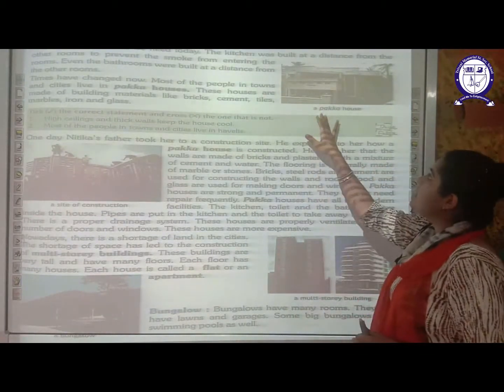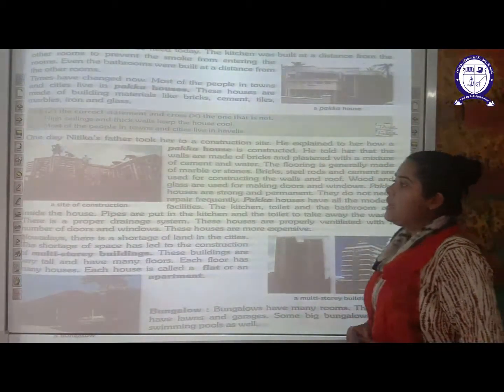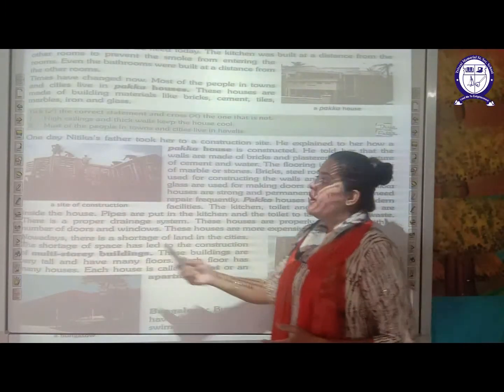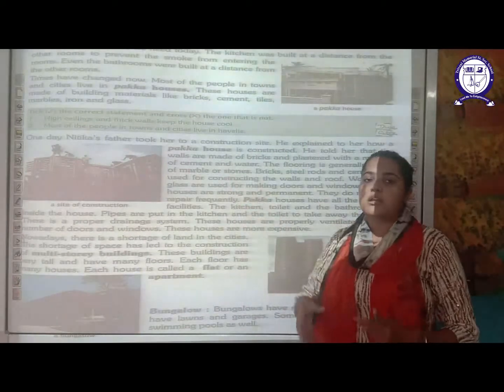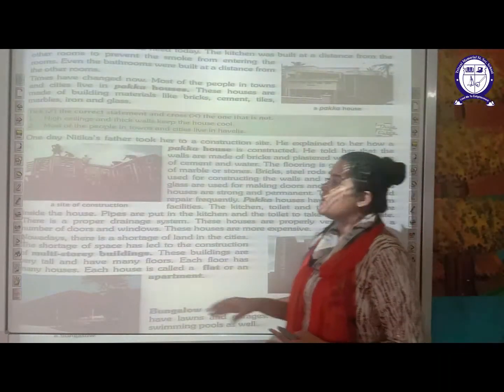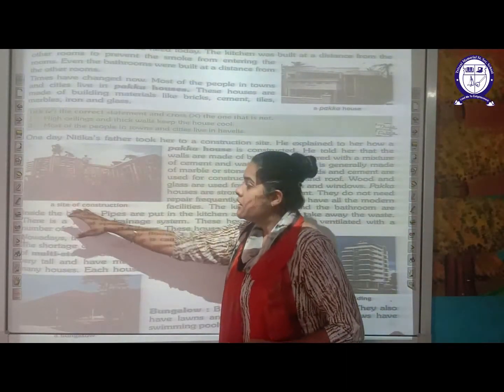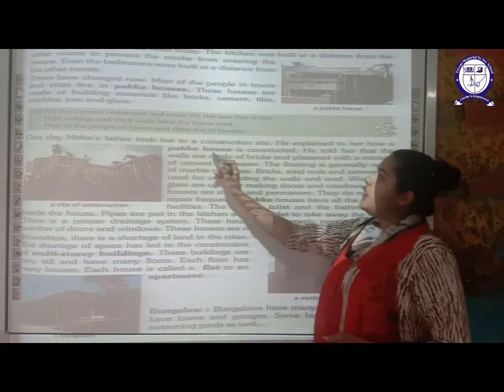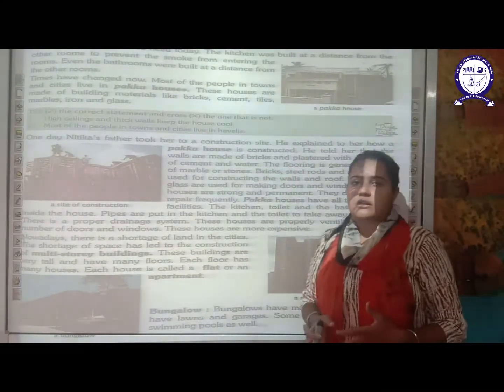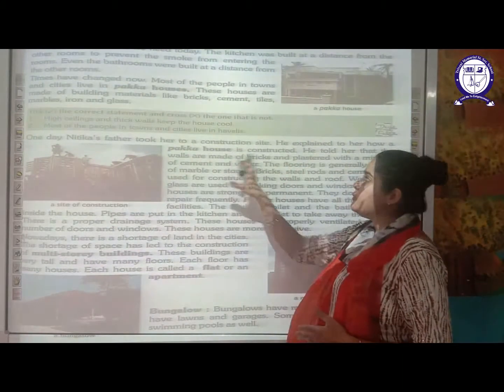So as you can see here in the diagram, this is a pakka house. Next, one day Nikita's father took her to a construction site. Construction site means where a house or building is being constructed. So you can see here in the diagram, this is a construction site. So here he explained to her how a pakka house is constructed.